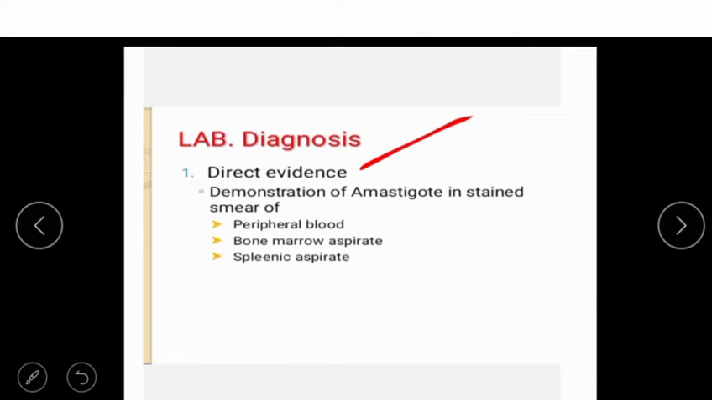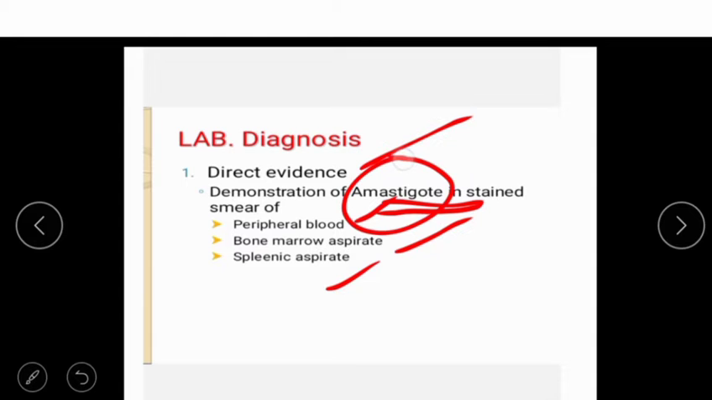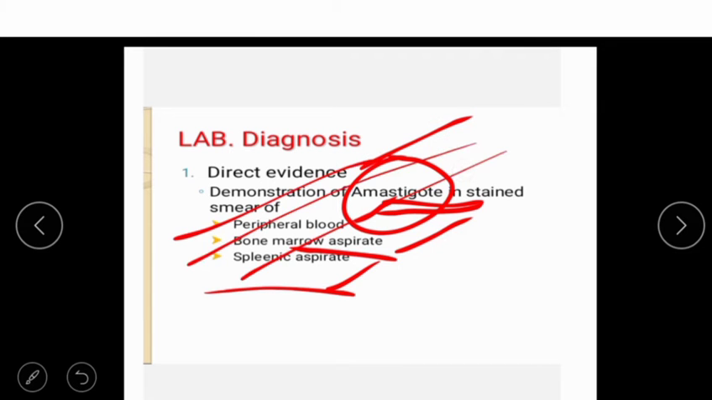In direct evidence, we do amastigote staining smear by taking a blood smear, bone marrow aspiration or splenic aspirate. Why? We know that the amastigote form is the infective form. The clinical features coming from Leishmania are due to this amastigote form. So we should demonstrate this infective form by taking blood, bone marrow aspiration or splenic aspiration, because promastigotes cannot remain in the blood, as they are killed by the macrophages. Because amastigotes are resistant to the macrophage, they are identified in the peripheral blood, bone marrow and splenic aspiration.